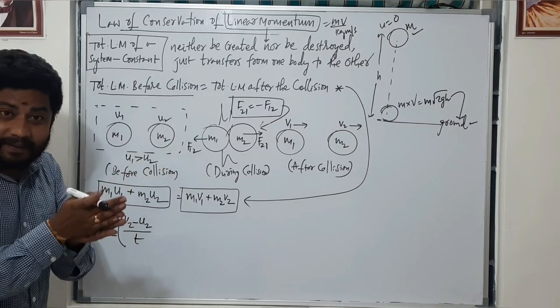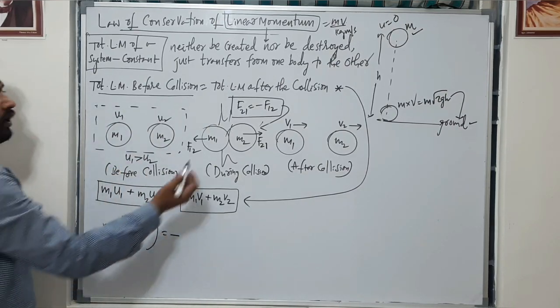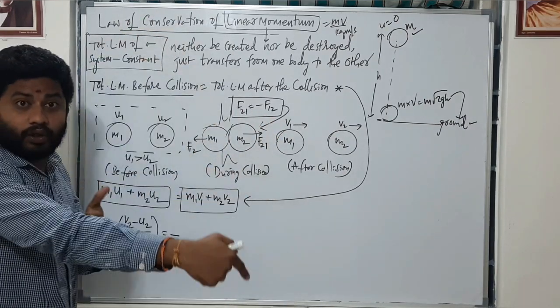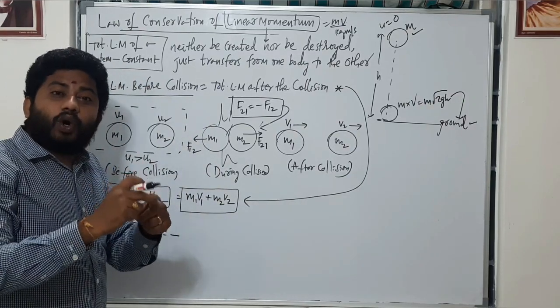Both are colliding at the same time, yes or no? T, which is equal to minus force on the first body due to the second body. Force on the first body. The first body only will accelerate. Understand? Clear? Force on the first body.